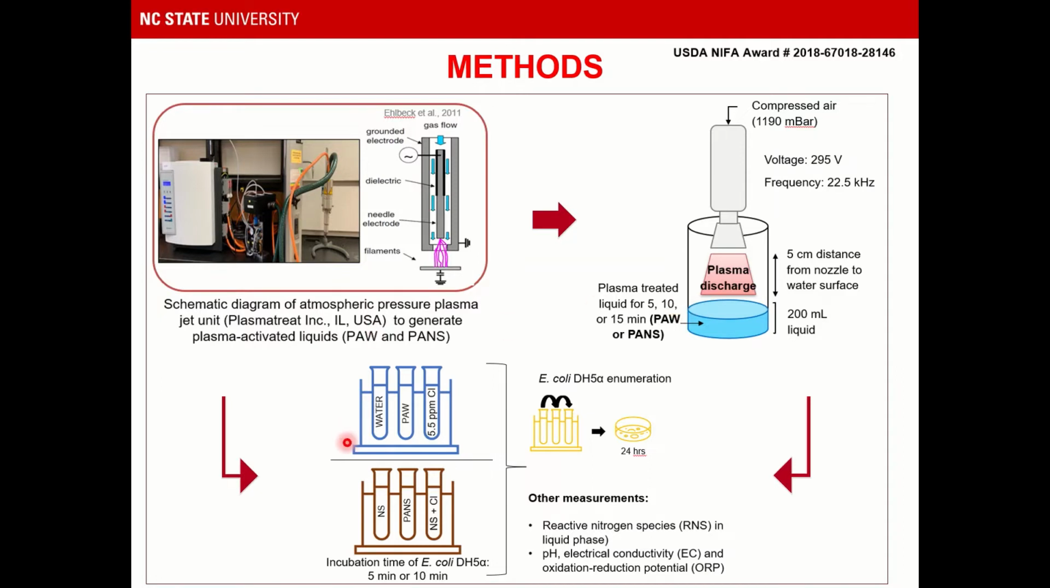These were water, chlorine, Cl, nutrient solution, NS, and NS with chlorine. The liquids were tested in their ability to inactivate E. coli DH5 alpha at 2 incubation times, 5 minutes and 10 minutes. Other measurements were the concentration of reactive nitrogen species, RNS, pH, electrical conductivity, EC, and oxidation reduction potential, ORP.